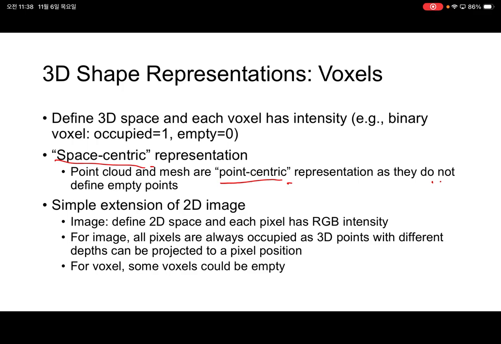And it is a simple extension of 2D image that defines 2D space and each pixel's RGB intensity. For image, all pixels are always occupied, as 3D points with different depths can be projected to a pixel position. For voxels, some voxels could be empty.